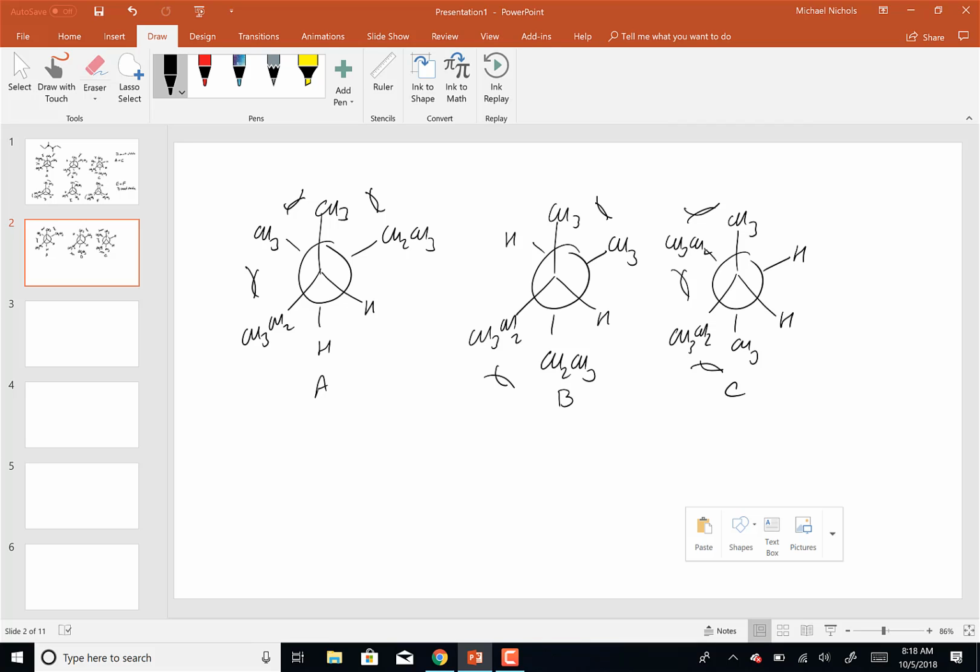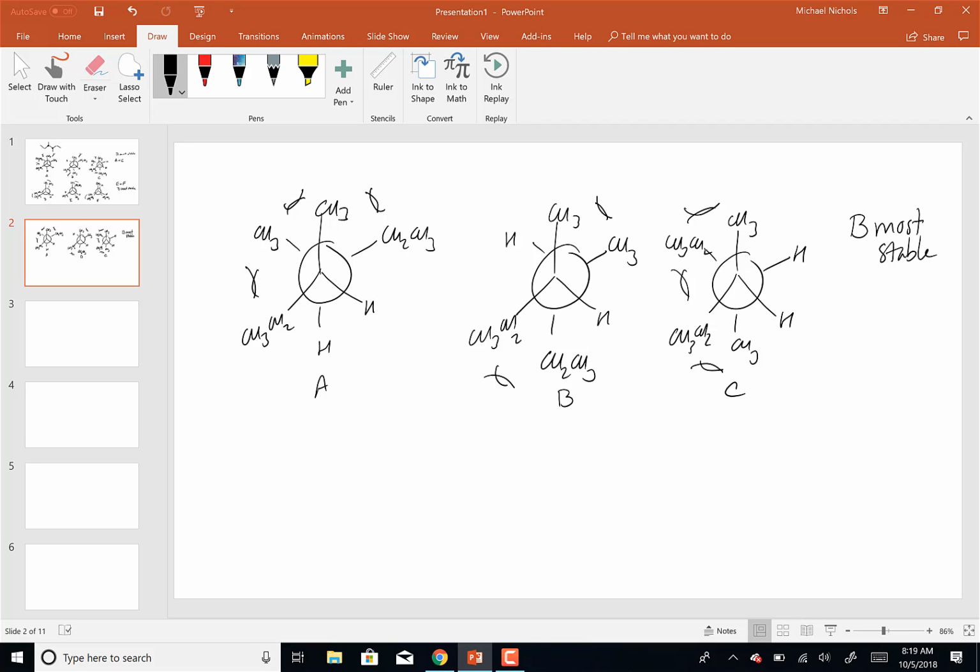So what does that tell us in terms of ranking these? B is the most stable, so let's write that down. B is going to be the most stable because it has the fewest number of gauche interactions. But now let's look in more detail at A and C.